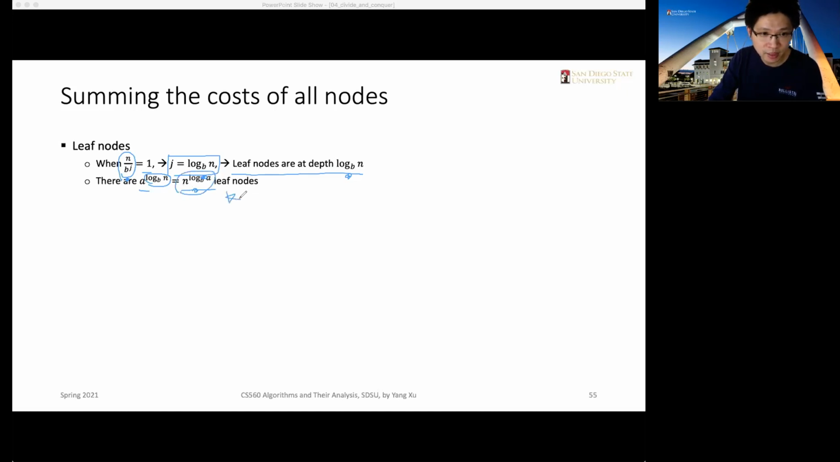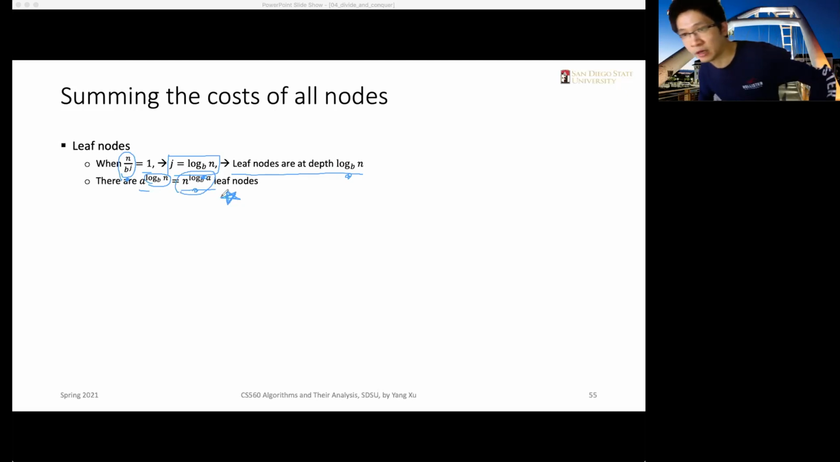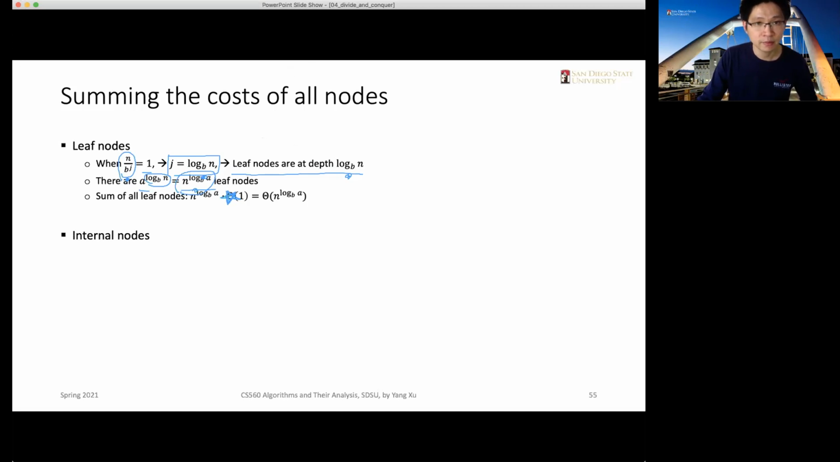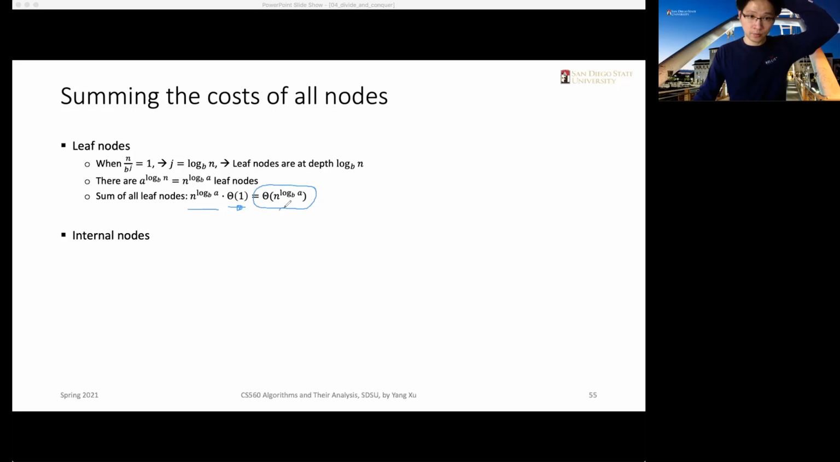Okay, so this is the first time that we obtain this magical quantity, which is n to the power of logarithm base b of a, which actually refers to the number of leaf nodes in the recursion tree. If we sum up all the leaf nodes together, because each leaf node costs a constant amount of time, then in total, the cost of solving all the leaf nodes is big theta of n to the power of logarithm base b of a, right?